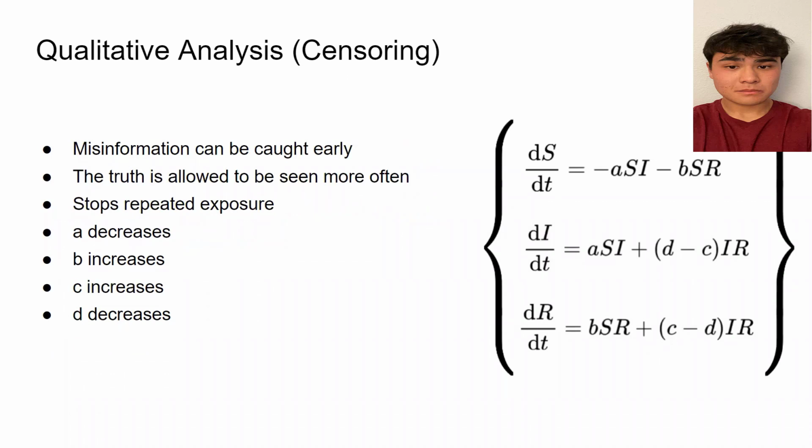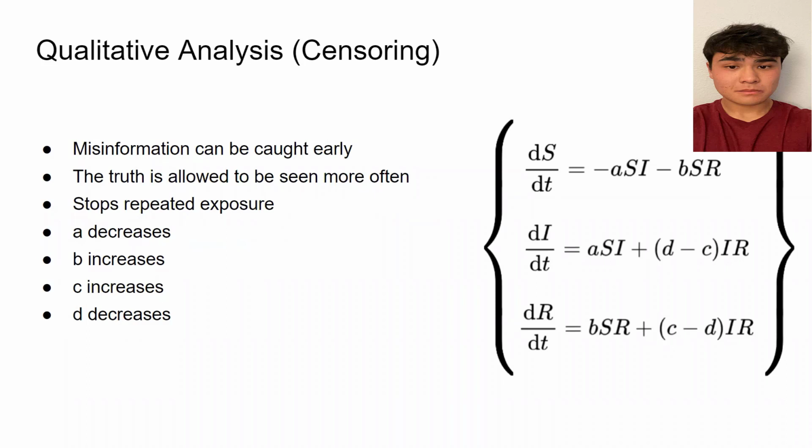Next, we move on to the qualitative analysis of censoring. According to a study done by researchers at Yale and Boston University, censorship can be effective at stopping misinformation early and not allowing it to be viewed by multiple people. In turn, it stops repeated exposure to misinformation and allows the spread of the truth to catch up to the misinformation, which we established earlier as being inherently faster than the truth.